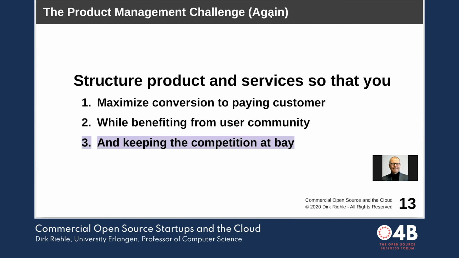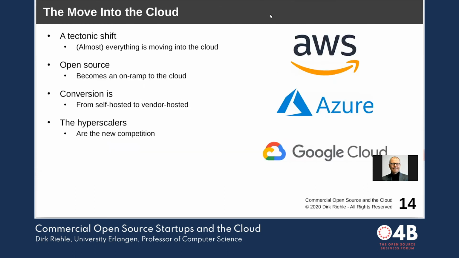And this is how commercial open source is playing out these days. Nearly everyone, if they can at all, is moving into the cloud, which is where commercial open source met their worst enemy yet, the hyperscalers. So the other part of the product management challenge is, how do you avoid someone taking your software as open source and competing with you?